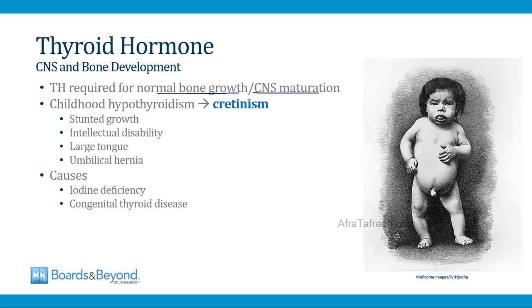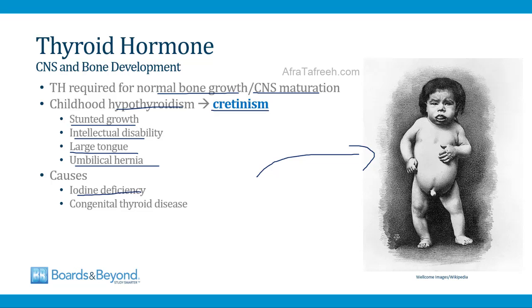So it's rare, but if a child has hypothyroidism, this can lead to a clinical syndrome called cretinism. Children with cretinism have stunted growth and intellectual disability. They also classically have a large tongue and an umbilical hernia like shown in this drawing on the screen here. And cretinism due to childhood hypothyroidism is very rare, but it does occur in parts of the world where there's iodine deficiency and children don't get enough iodine in their diet. It also can rarely occur if children are born with congenital forms of thyroid disease and they're unable to synthesize thyroid hormones. And that concludes our module on thyroid hormones.